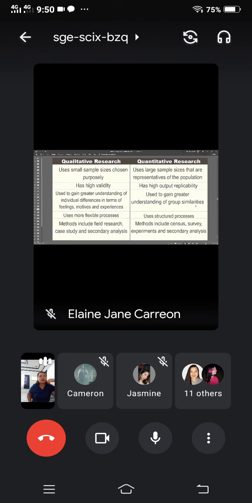Unlike in quantitative research, hindi pwede. Kung ano lang ang binigay mo na questions dun sa questionnaire mo, yun lang ang sasagutin nila. Okay, next, methods include field research. So, case study, ayun yung sinasabi ko sa inyo, case study and secondary analysis. So, in quantitative, methods include census, survey, experiments, and secondary analysis.